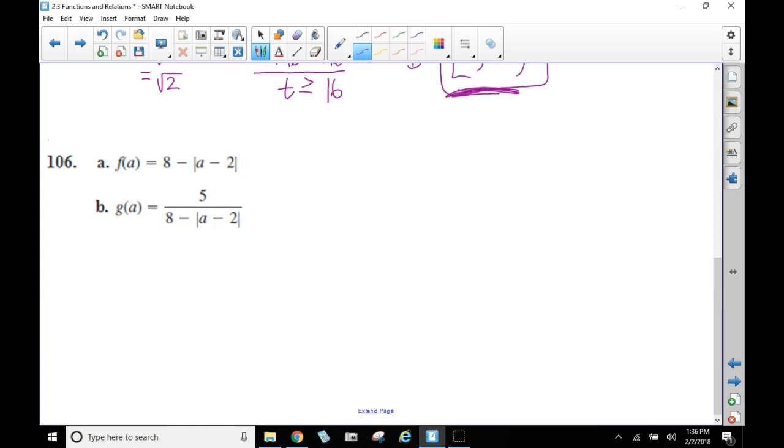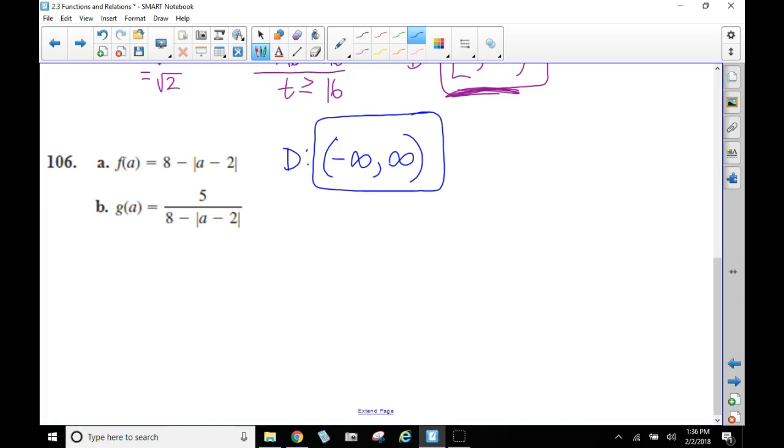Let's look at number 106. On this one, with the absolute value, did they say anything here in the guidelines in the purple box about absolute values? No, for all values of a, we're going to get a real number, okay? So there's no restrictions here. There's no restrictions for a in our domain. The domain of this one is going to be the set of all real numbers expressed in interval notation. That's everything from negative infinity to positive infinity.